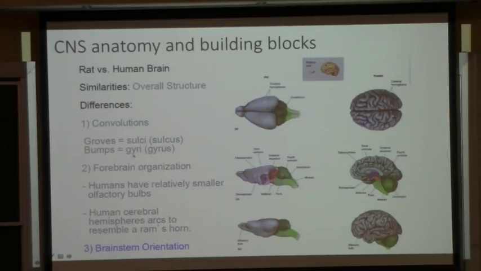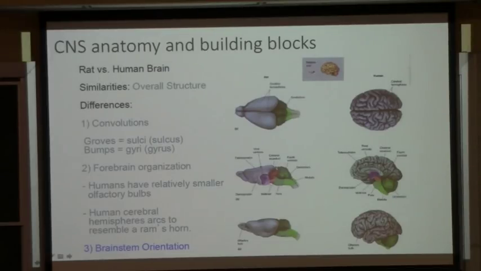The grooves we call sulci, and the bumps we call gyri. We also have the organization of the human brain, especially for the frontal part. As I said before, the frontal lobe is more for the motor functions and executive functions. All your personal feelings and personalities are more controlled in the frontal part.